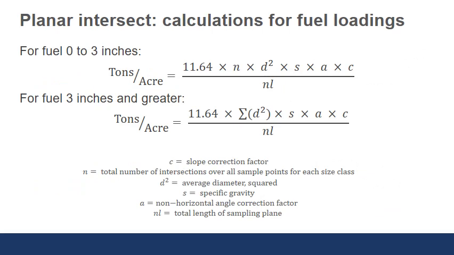There are 2 equations used to calculate fuel loading in tons per acre when using the planar intercept method. The first equation is used for all fuel size classes less than 3 inches, so 1, 10, and 100 hour fuels, while the second method is used for fuels over 3 inches. The 2 equations are very similar with the exception that the second requires the user to sum the square diameters. Brown 1974 provides tables to help users calculate the slope correction factor, the non-horizontal angle correction factor, and the specific gravity.